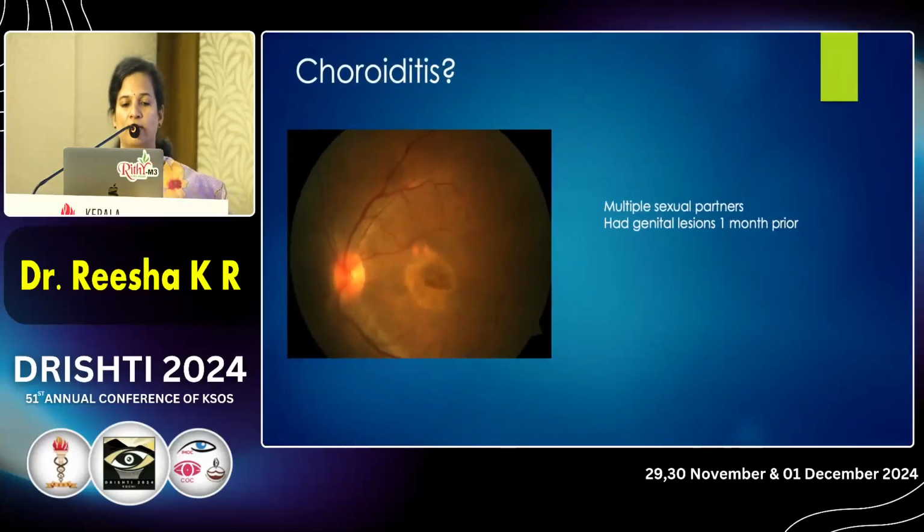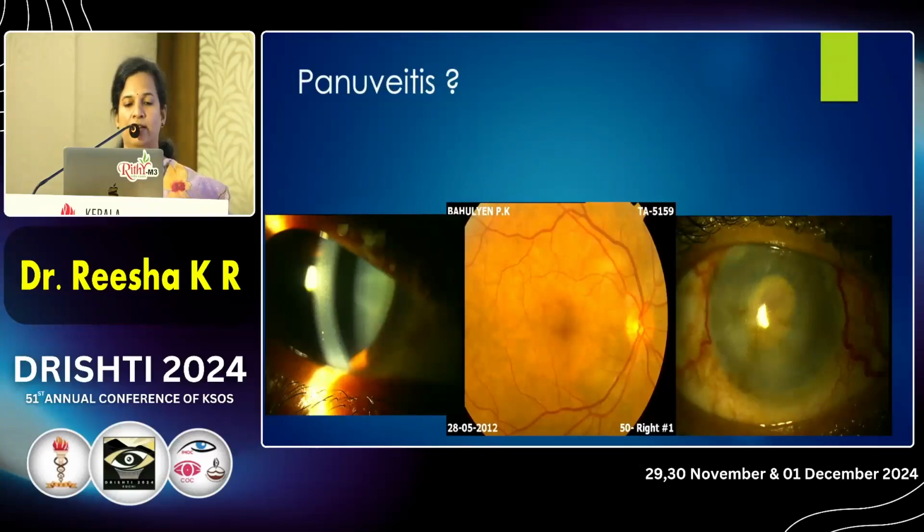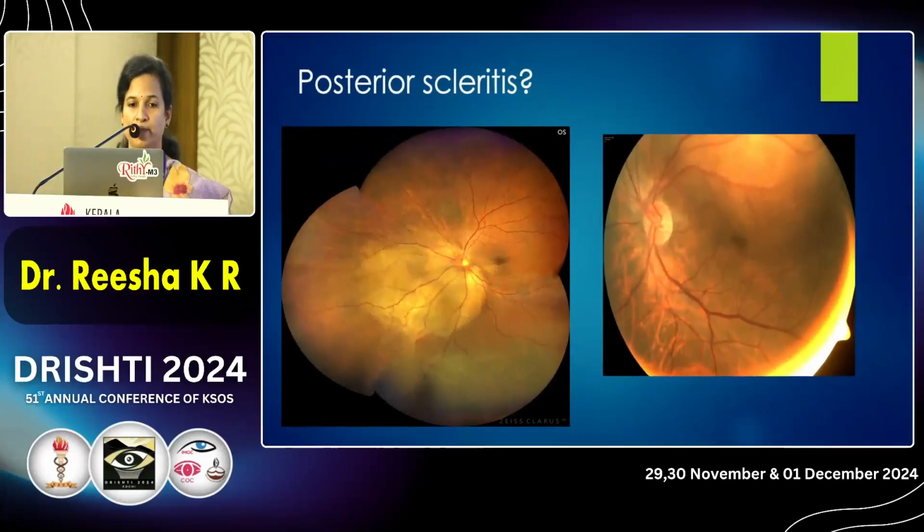See this photo, it's not retinitis, it's not choroiditis also, some deep retinal lesions. While asking a detailed history, he gave a history of multiple sexual partners, and he also had genital lesions before, so that was a case of syphilis. Again, one eye involved with panuveitis. Look at the other eye, which shows an old history of trauma. So it's a case of sympathetic ophthalmia.